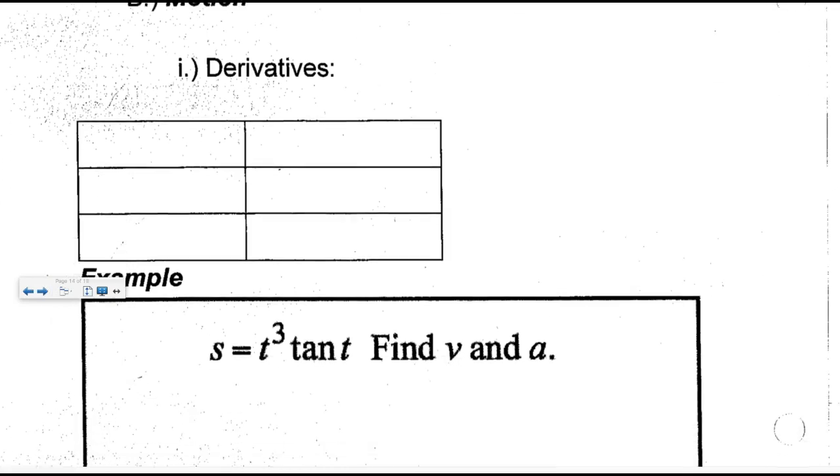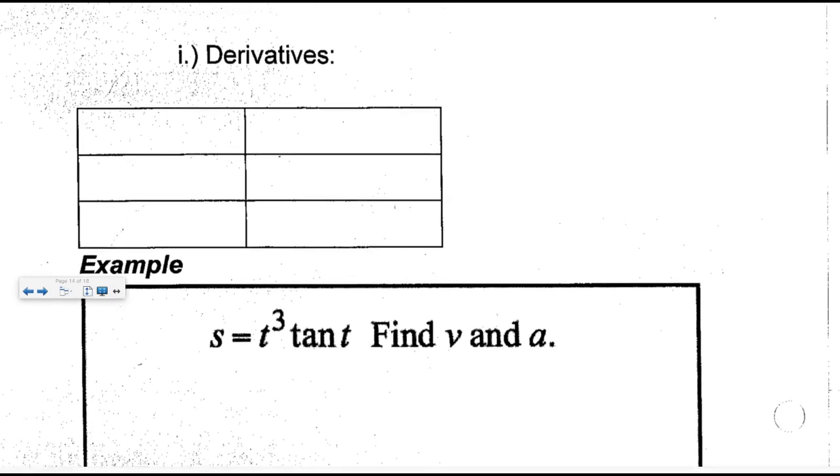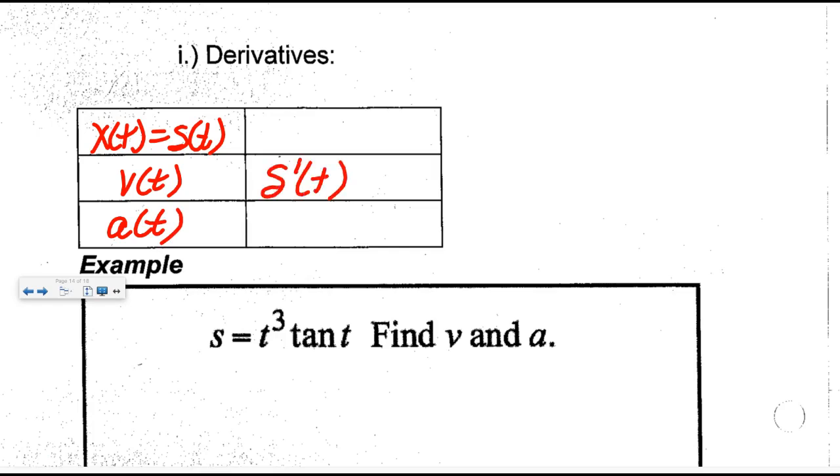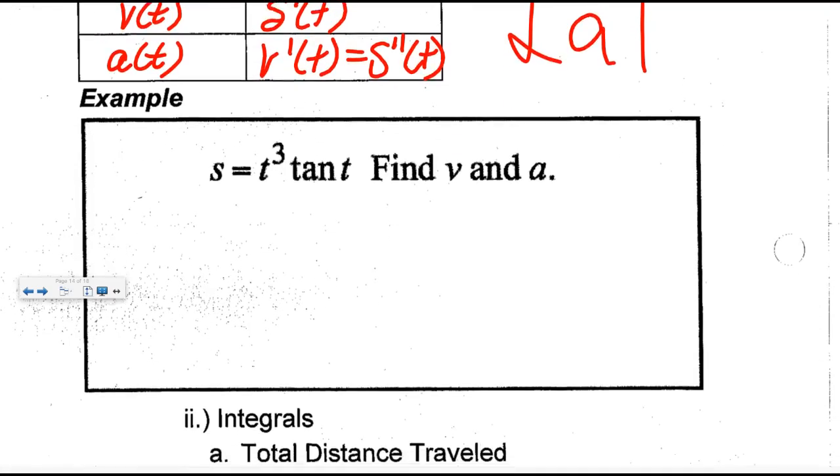Little review on motion, and then I'll quit. Remember, for particle motion, we've got position, sometimes called s of t or x of t. We've got velocity, and we have acceleration. When we're working down the screen, velocity is the derivative of position, and acceleration is the derivative of velocity or the second derivative of position. And when we integrate, we work back up. So it's very important that you can go both ways.